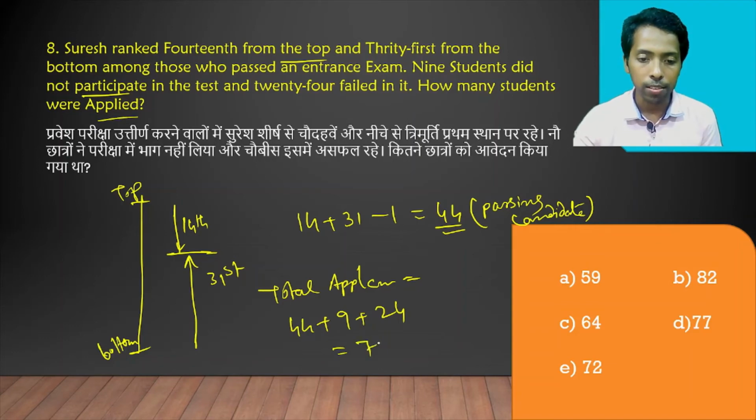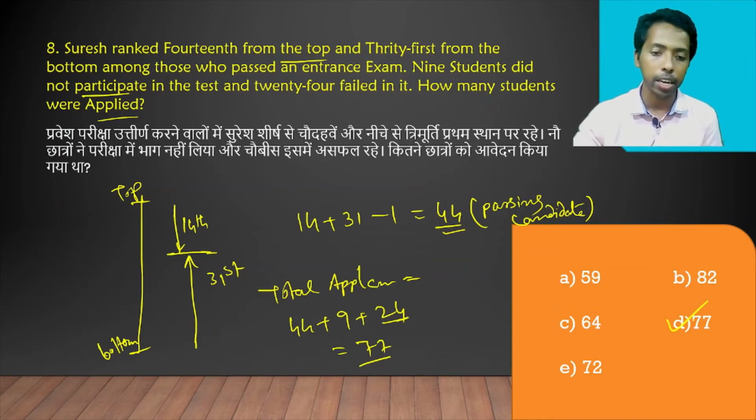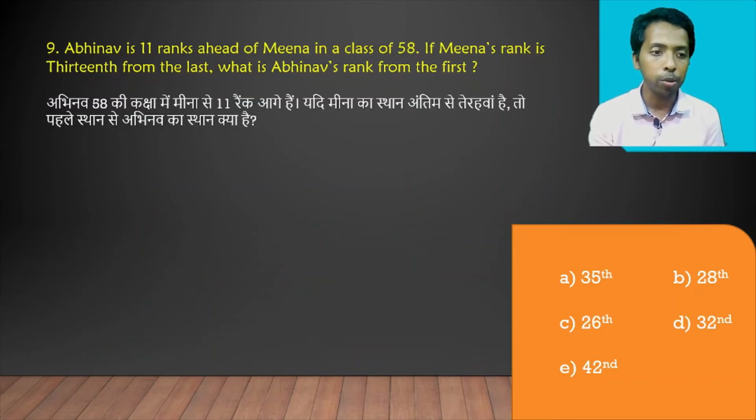So this is 68, 77. The exam may be a little bit difficult, na? 24 students could not clear the exam. Anyway, that's not our purpose. So option D is the correct one. 77 is the total number of students who applied for the same. Right? Understood? Moving to next.